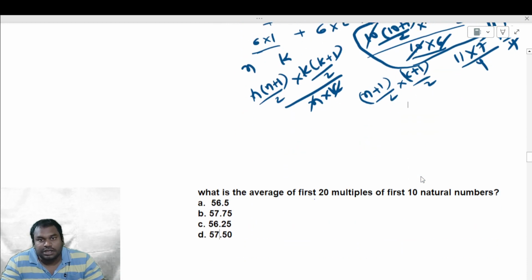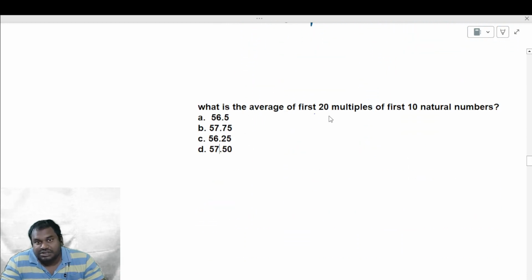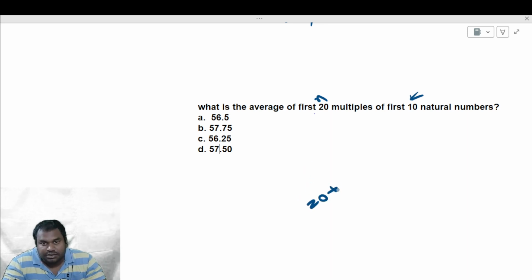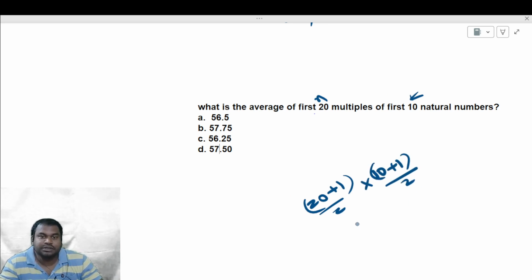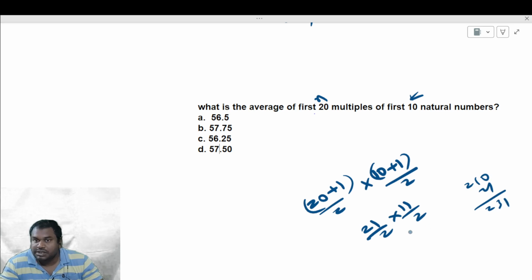Now here, what is the average of the first 20 multiples of 10 natural numbers? Assume this is n and this is k. Then 20 plus 1 by 2 into 10 plus 1 by 2. So 21 by 2 into 11 by 2. 21 tens are 210, 210 plus 21 is 231. 231 divided by 4.